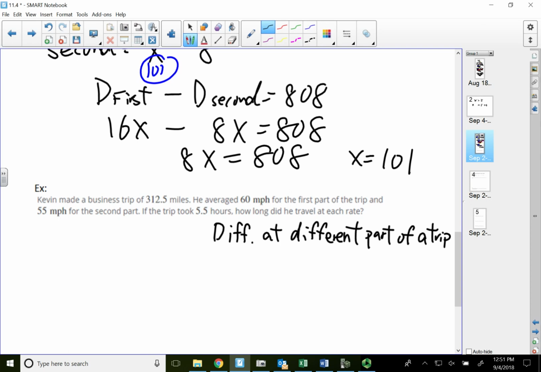Okay, because one part he drives faster, another part he travels slower. All right, so if the trip took 5.5 hours, how long did he travel at each rate? So let's say this is where Kevin starts, and he's going, and then there is somewhere he reached. All right, then this is the first part of the trip. So after this point, he's changing his speed. So this is the second part of the trip, and this is where the destination is.